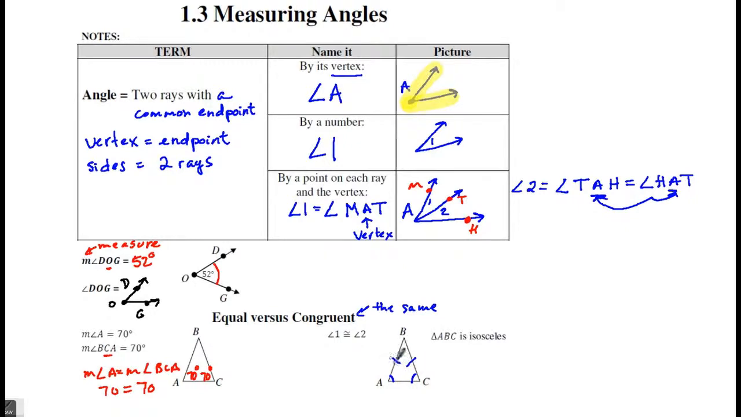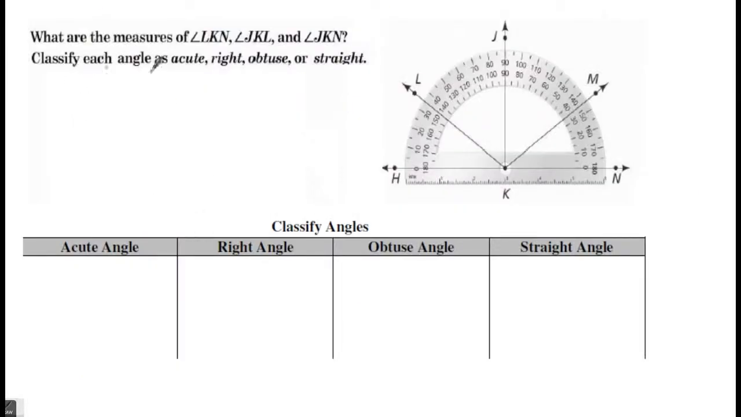So here we have, what are the measurements of angles LKN, JKL, and JKN? Let's start with the first one, angle LKN. They want us to find the measurement, and then we're going to classify these as either acute, right, obtuse, or straight. Before I start this, let's go over what each of these is.